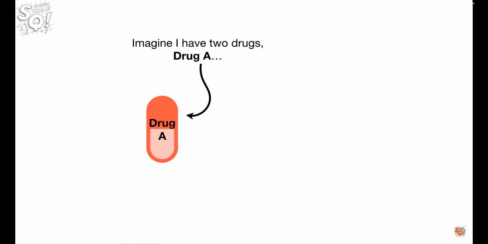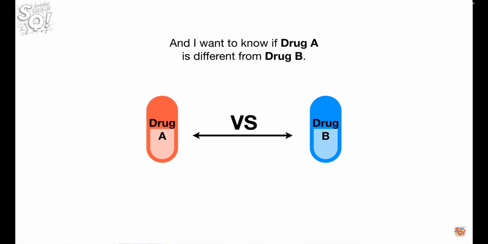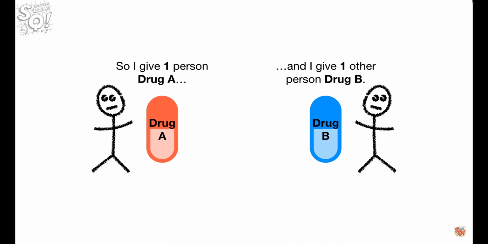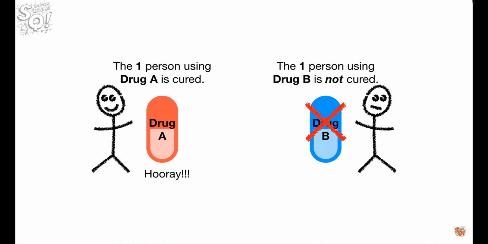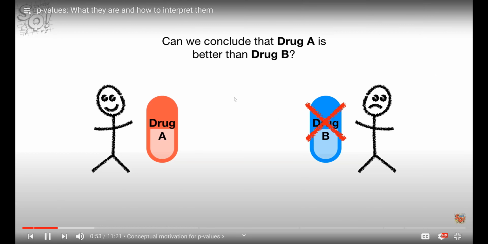Imagine I have two drugs, drug A and drug B, and I want to know if drug A is different from drug B. So I give one person drug A, and I give one other person drug B. The one person using drug A is cured. Hooray! The one person using drug B is not cured. Bummer. Can we conclude that drug A is better than drug B?